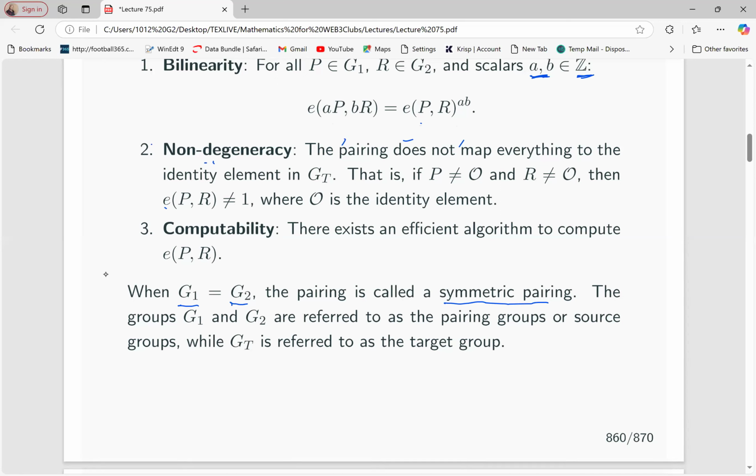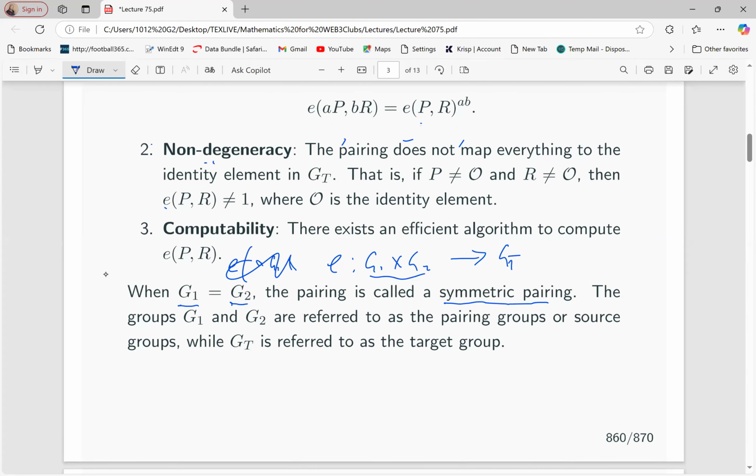And in any of the cases where we are mapping G1 cross G2 to GT, the groups on the left side, G1 and G2, are referred to as pairing groups, or we can also refer to them as source groups.